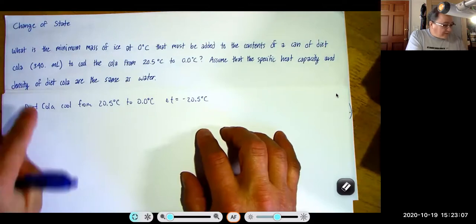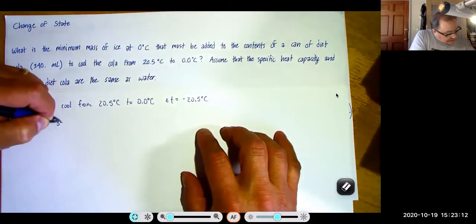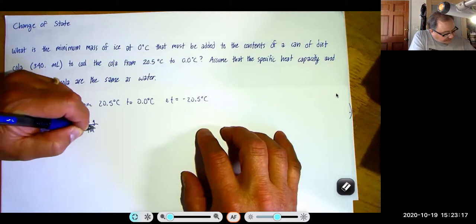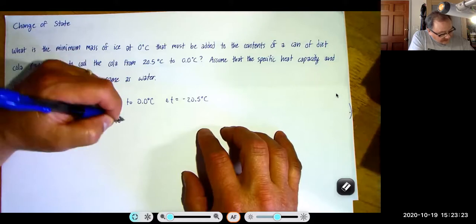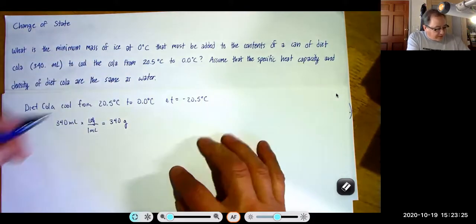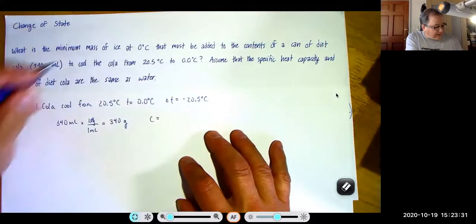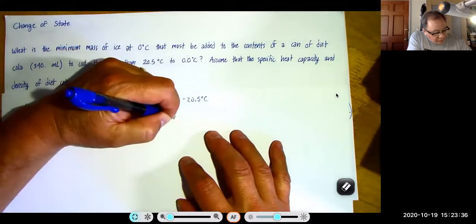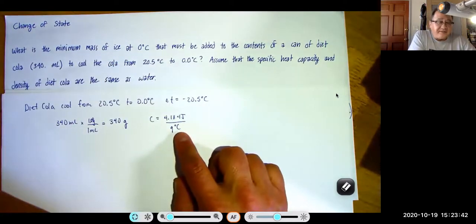Next, we have that 1 can of diet soda is 340 milliliters. So we have 340 milliliters times 1 gram per 1 milliliter, 1.00, which is 340 grams. Okay, so we have the change in temp, we have the mass, and we have that the specific heat capacity is the same as water. So we're going to go ahead and use this 4.184 joules per gram degree Celsius. And the reason I'm using joules is because the heat of vaporization or the heat of fusion for ice is given in joules.